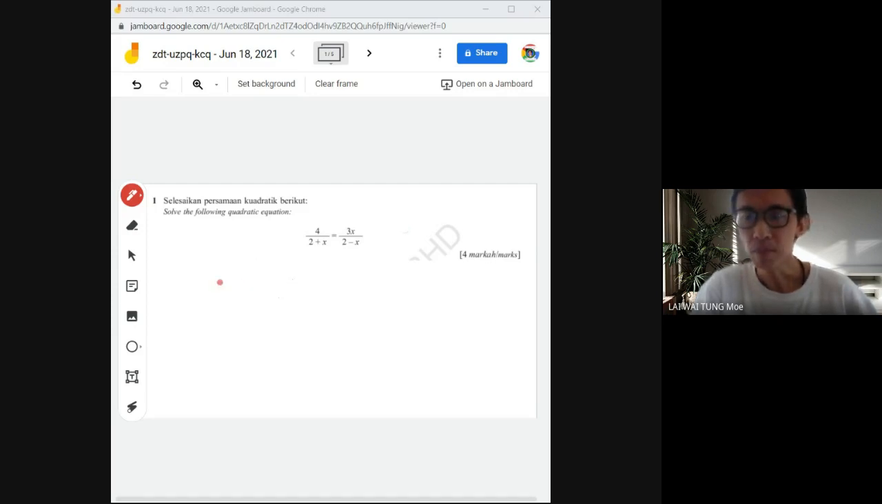Okay, so this is the first question. Solve the following quadratic equation. This is a very popular question, and it's a compulsory question in Section A. Okay, how to solve this quadratic equation? I think most of you who have submitted the answer got it right.